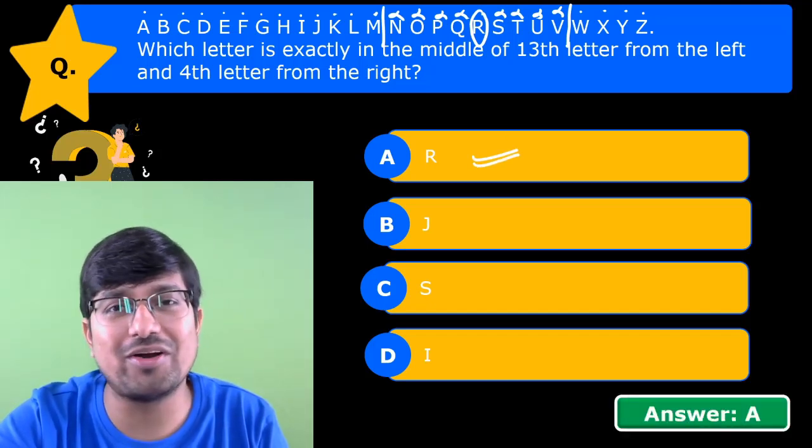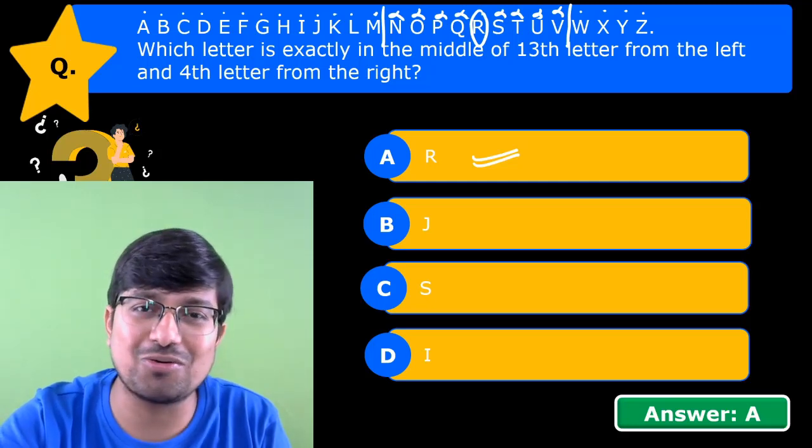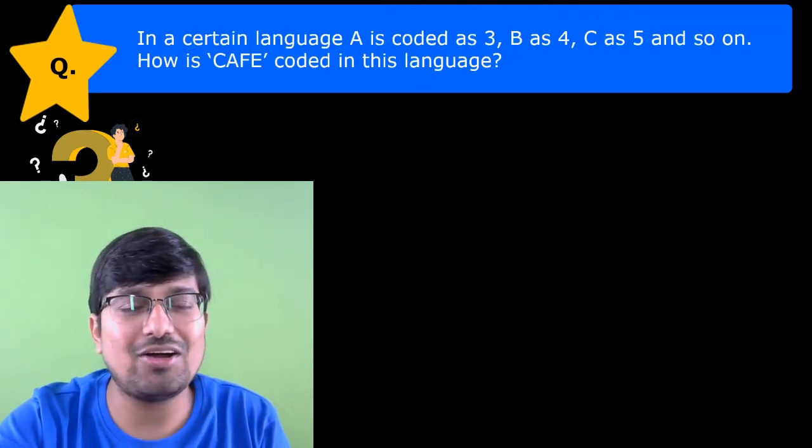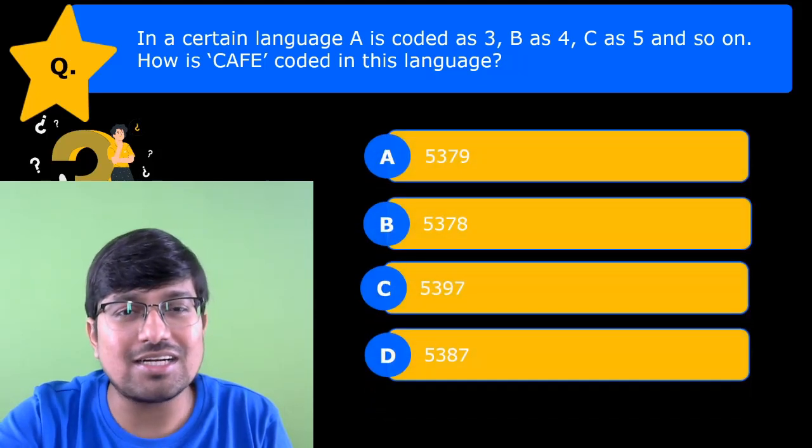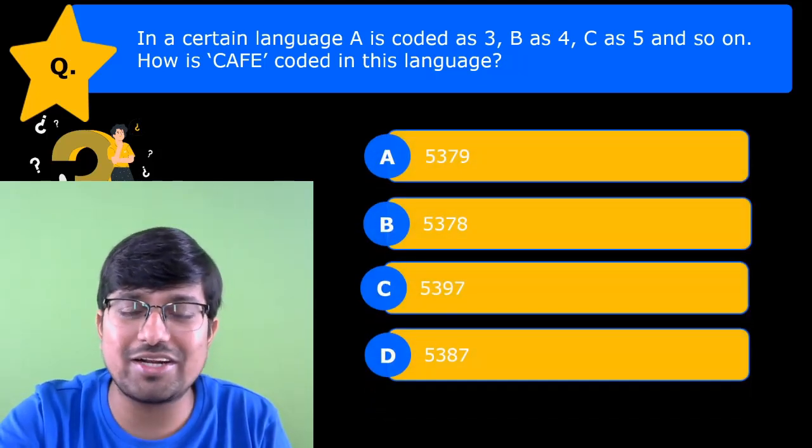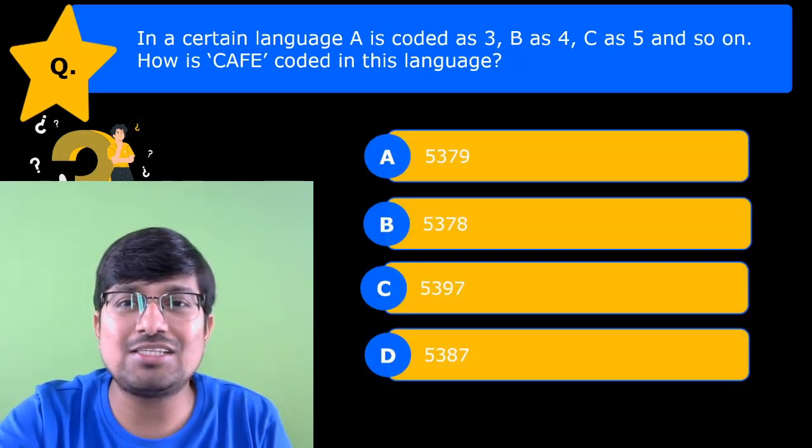So I hope you all did this question very easily. Next. Now the question is, in a certain code language, A is coded as 3, B is coded as 4, C is coded as 5.